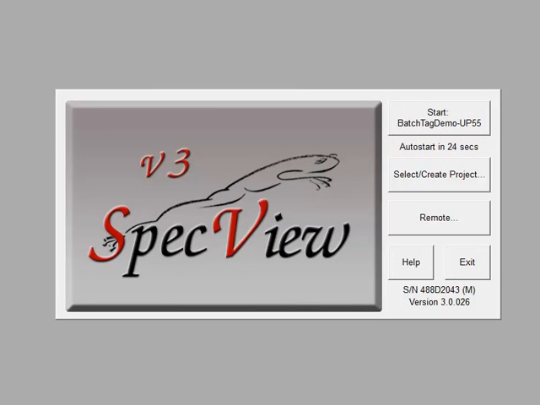This video will give a user of SpecView's older versions an overview of the features in the new version 3. A simpler startup screen shows the last used project. New or other projects are accessed here. Go online directly to the last used project.